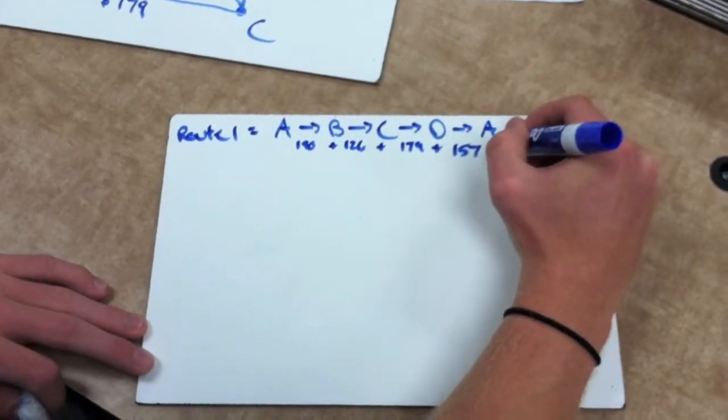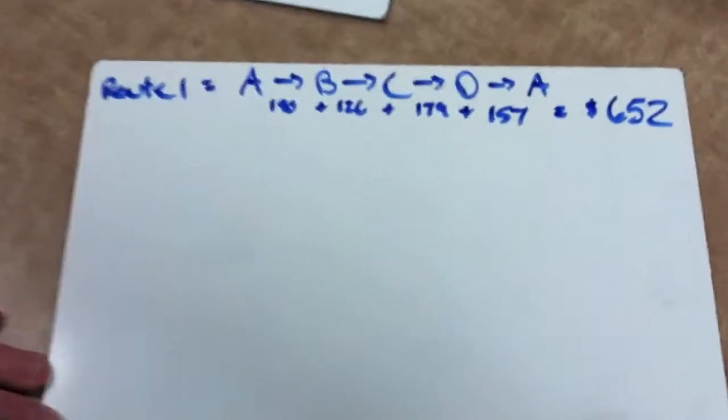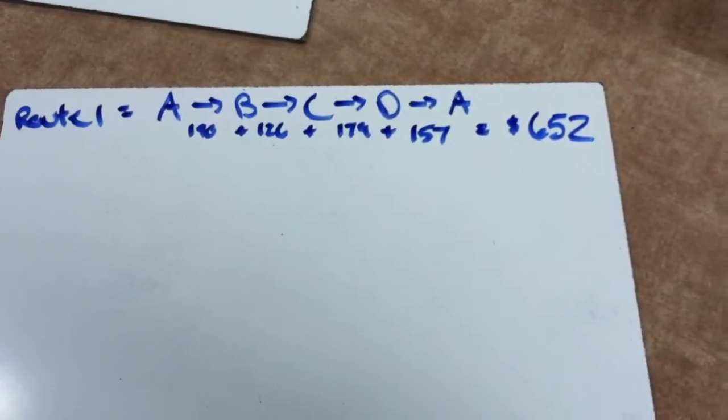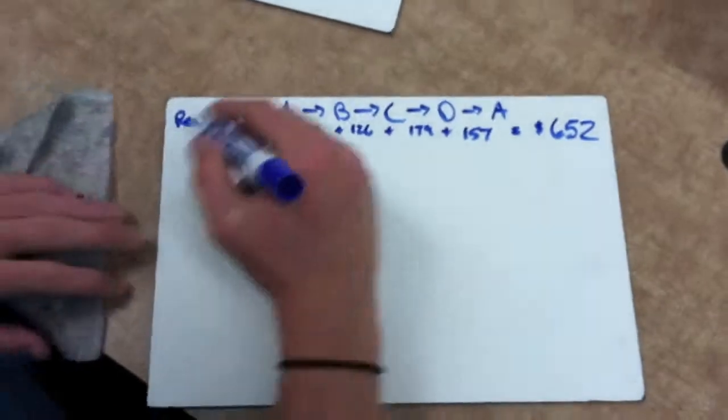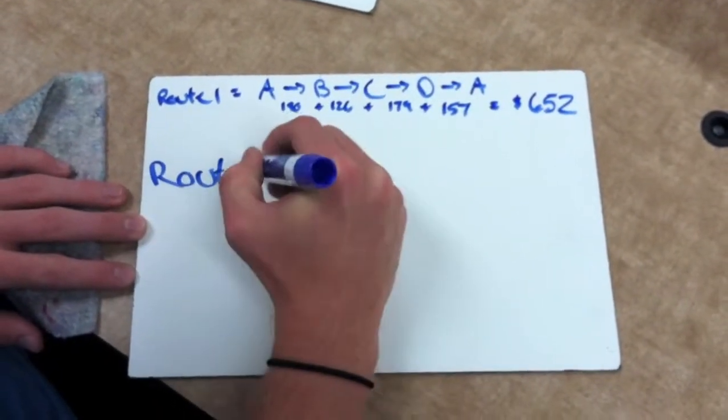So you count the value from each vertex, from A to B, from B to C, from C to D, to A, and you add it up to get a total. You do this for each possible Hamilton circuit.